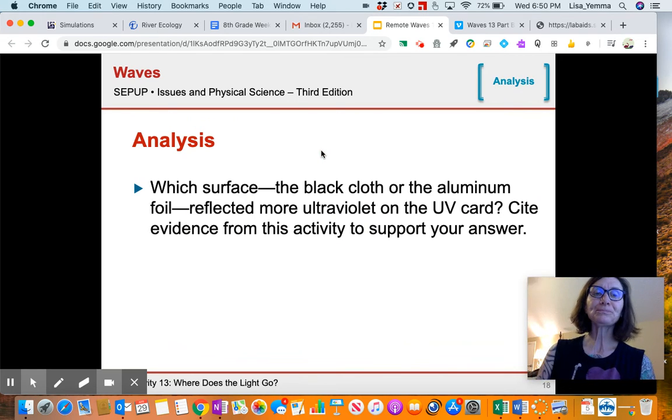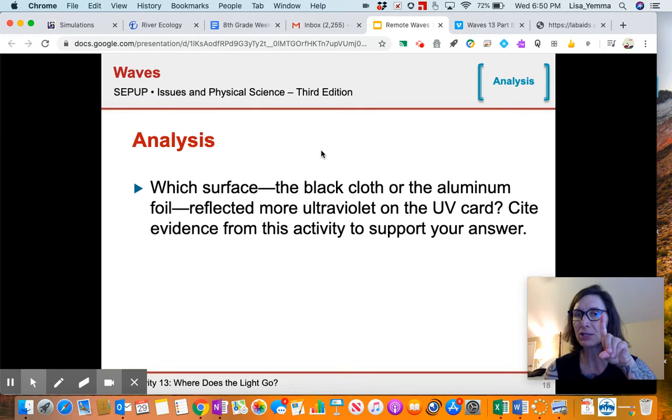Awesome. So here's a question I want you to think about. Which surface, the black cloth or the aluminum foil, reflected more ultraviolet light onto the UV card? And why or how do you know this?